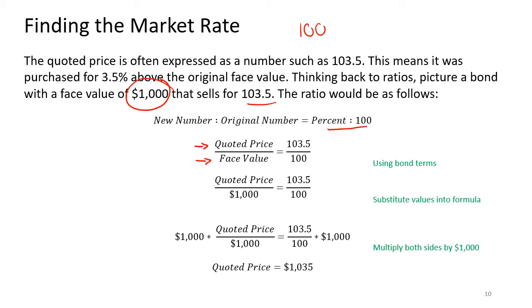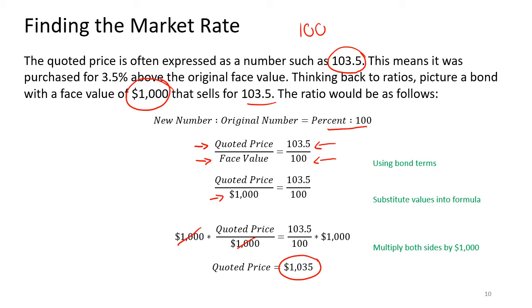Remember, ratios are always equivalent. So it's equal to our number, 103.5. In other words, the percent for the quoted price divided by the percent for the face value, which is just 100. So remember, face value, 100. If I substitute the next value in, our face value is $1,000. So we have our quoted price divided by 1,000 is equal to 103.5 divided by 100. If we want to get the quoted price on its own, we multiply both sides by 1,000. Those thousands will cancel, and our quoted price is $1,035.